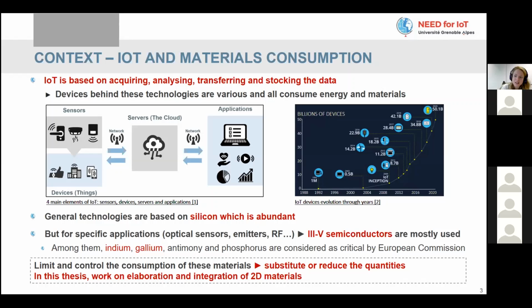Among them, we have indium, gallium, antimony, and phosphorus, which have been considered critical for several years now by the European Commission. So there is a need for limiting and controlling the consumption of these materials, and you can do that either by substituting these materials or reducing the quantities. In this thesis, we are working on the elaboration and integration of 2D materials with the goal of reducing the quantities.